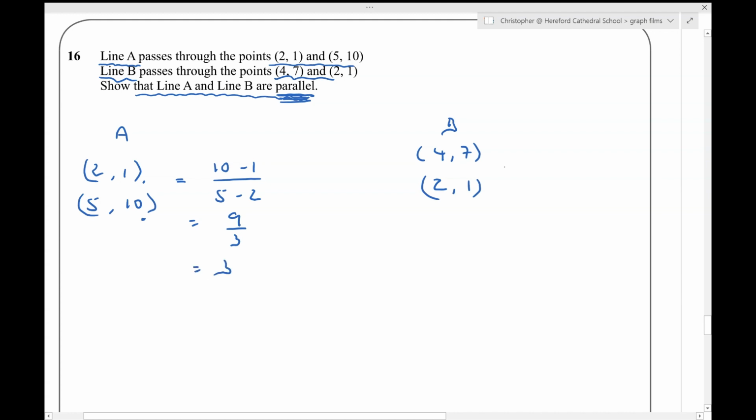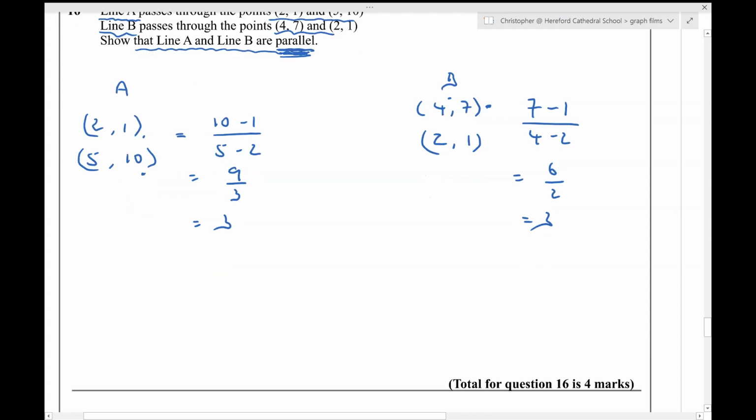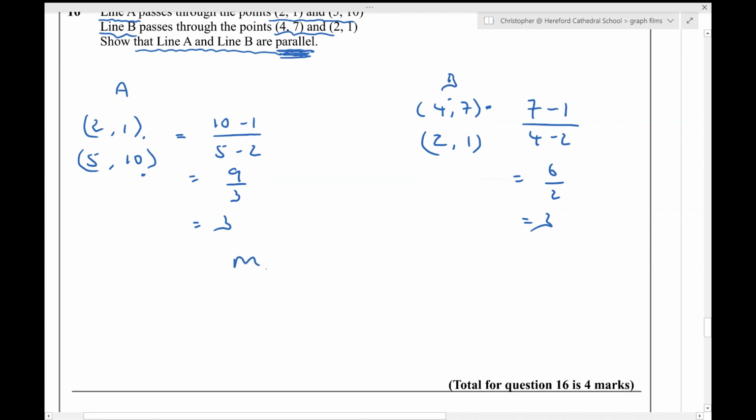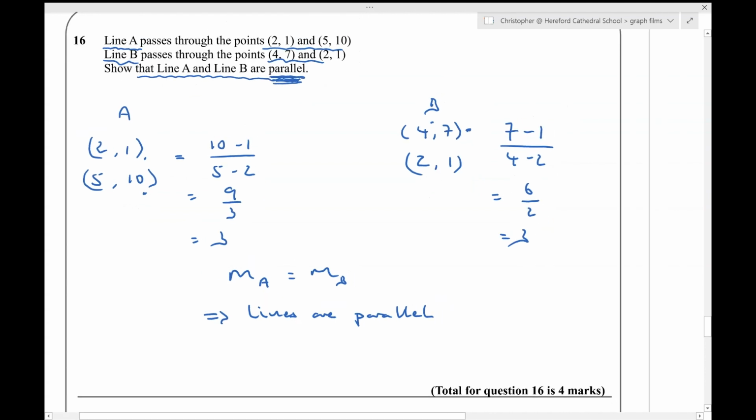What about B? So here I've got 4, 7 and 2, 1. Now I'm going to find it more straightforward to do 7 take away the 1. So I'm going to do 7 take away 1 over, that means I'll have to do 4 take away 2, which gives me 6 over 2, which is 3. Look at that. So the gradients are the same. So the lines are parallel. So I could write something like this. M of A equals M of B implies lines are parallel. There we go. Question 16 complete.